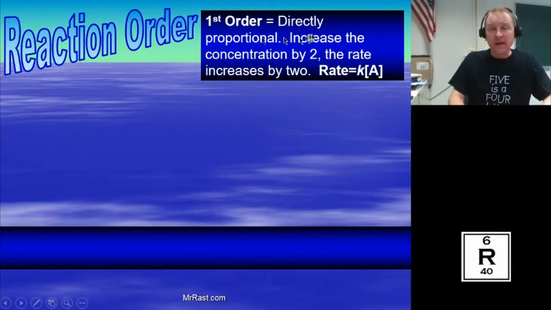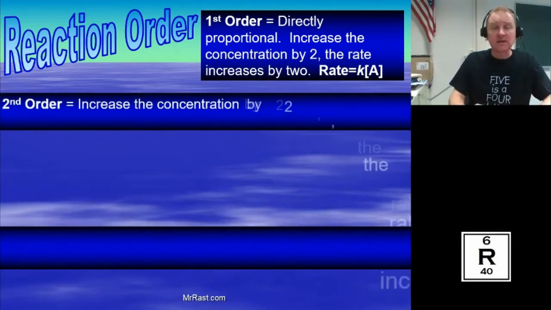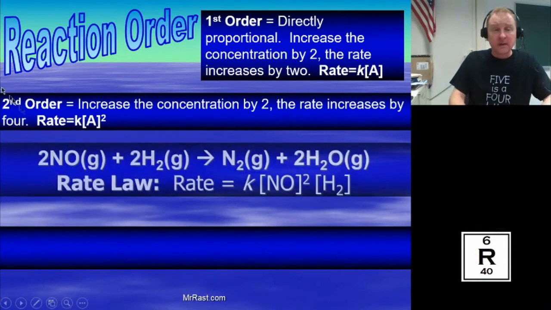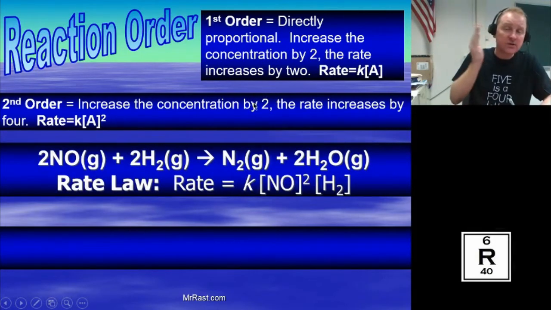A first order reactant, as the concentration changes, it's directly related to the rate. So if you increase the concentration by 2, the rate will also increase by 2. So no matter what K is, if you double A, it will also double the rate. This is a first order reactant, as opposed to a situation like this. This is a second order reactant. In second order reactants, if you double the concentration, instead of making the reaction go twice as fast, the reaction goes 4 times faster.